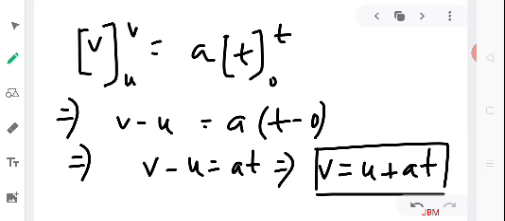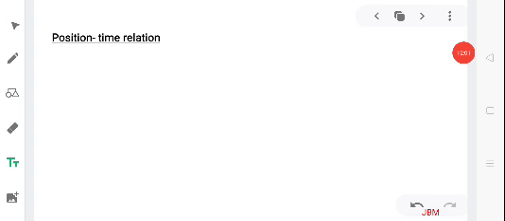So shall we proceed with the next equation of motion? Obviously. Now we have the position time relation. We know the position time relation is s equal to ut plus half at square. So let's begin deriving it.